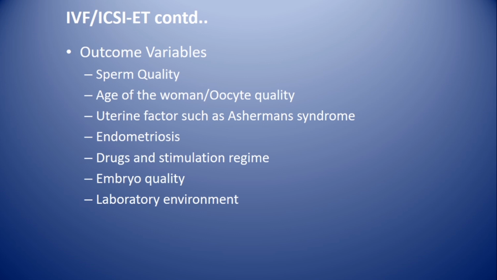Endometriosis also affects the quality of oocyte. Then the drug and stimulation regimen used may also be a factor. Embryo quality, which we have talked about, is the outcome of the sperm quality and the age of the woman. Then the laboratory environment. You need to keep the laboratory environment very clean and free from all the volatile organic compounds that may affect the quality of the embryo.